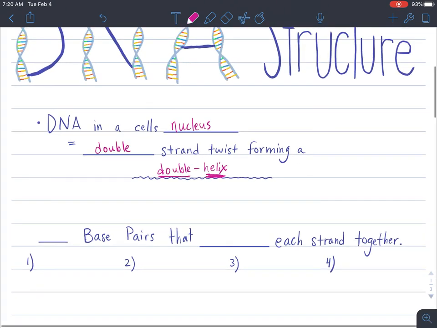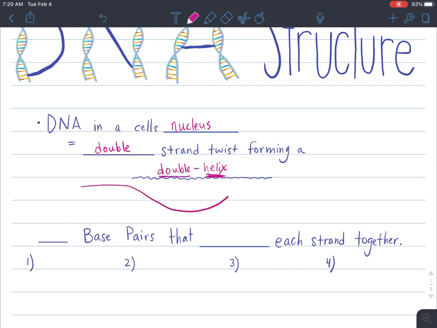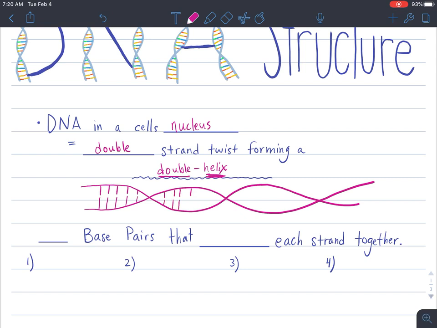So if I were to draw that, the way I like to draw that is just kind of drawing a wave type line and then doing an opposite wave like line. And each of these two strands then is joined together by these things that we're going to talk about next that are called base pairs. So it's kind of like two arms reaching out to find each other. And so drawing a DNA molecule is going to look something like this.